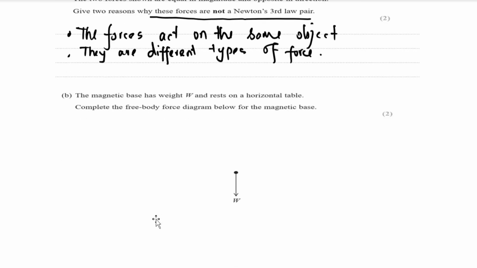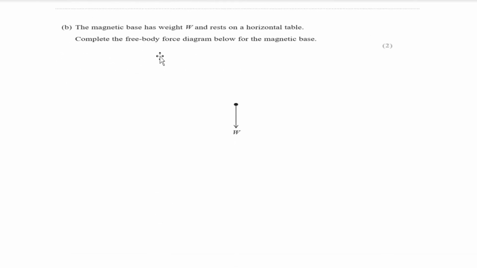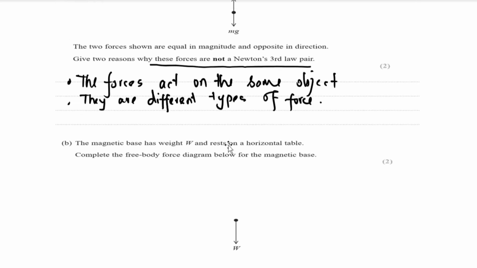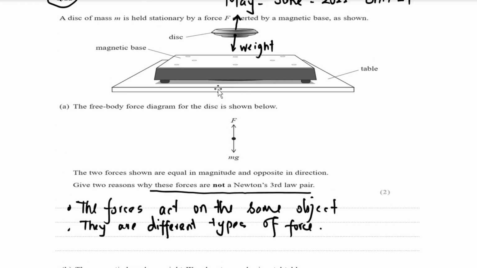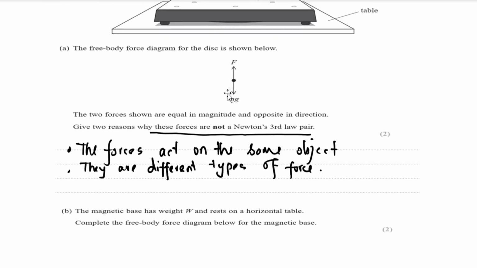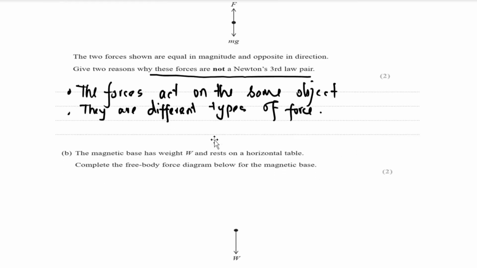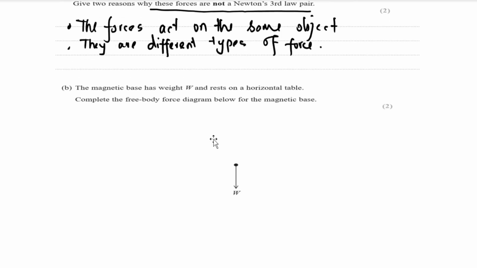Now question B. The magnetic base has weight W and rests on the horizontal table. Complete the free body force diagram below for the magnetic base. So remember, here a free body force diagram for the magnetic base, not the disk. The magnetic base has a downwards weight, and there is a normal reaction force of the table, and there is also a downwards magnetic repulsive force.